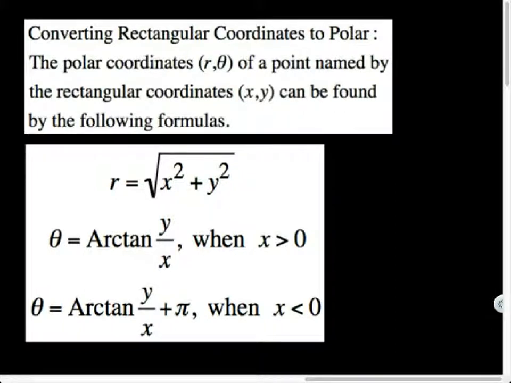What is arctan? Arctan, remember, is the same as, or similar to tan inverse. Capital arctan just has a restricted domain, so that way the inverse is still a function. But it behaves the same way. So arctan of some value is the same as tan inverse of some value.